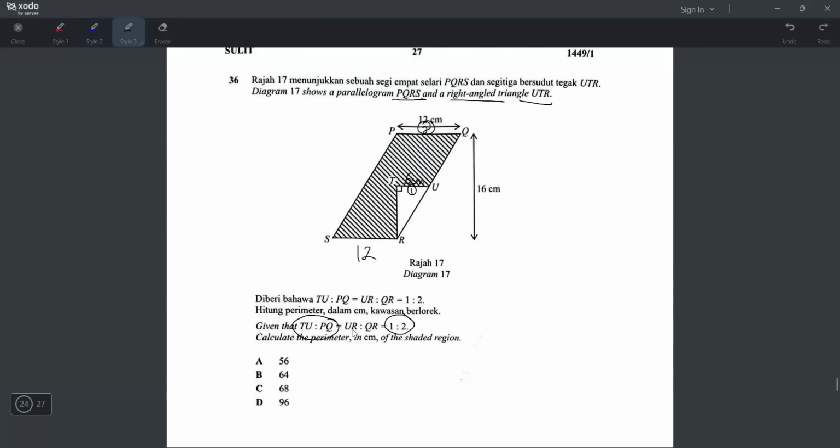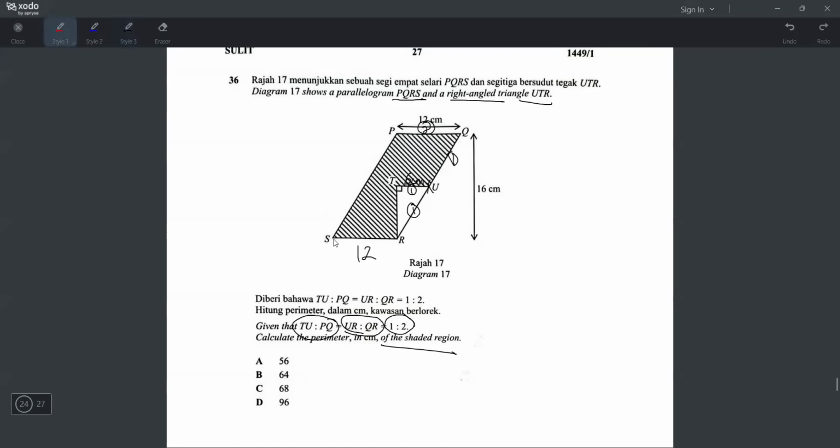Okay. And then what else? UR ratio QR is also 1:2. Okay. UR dia punya ratio 1. QR ratio dia 2. So kalau nak dapat sini 2 tolak 1, 1 sini lah. It means U is the midpoint lah. Yeah, U is the midpoint. Okay, calculate perimeter of shaded region.